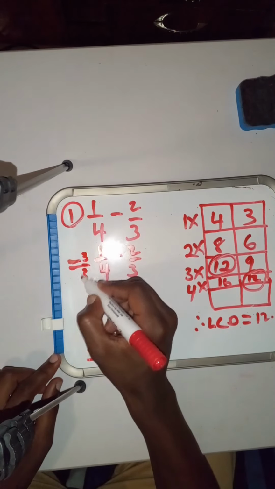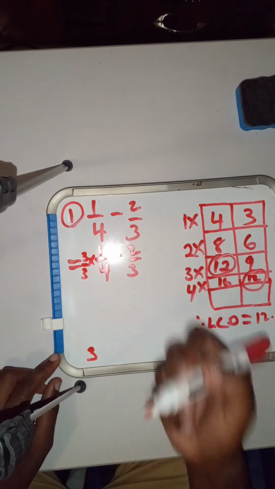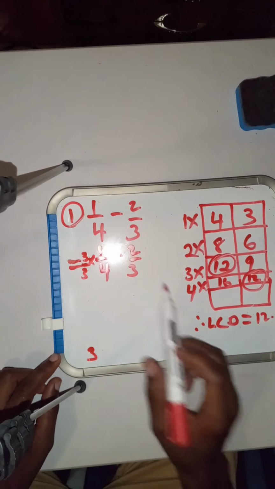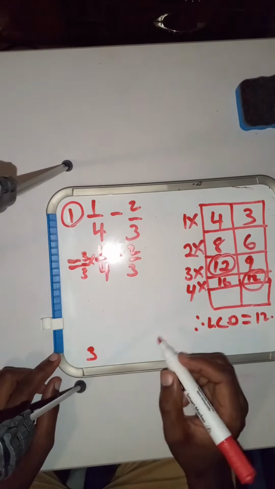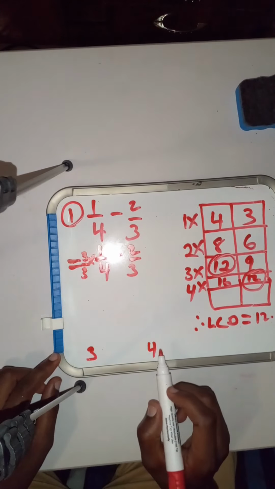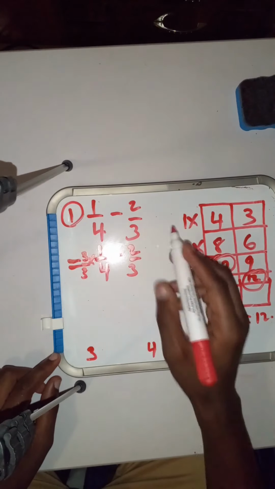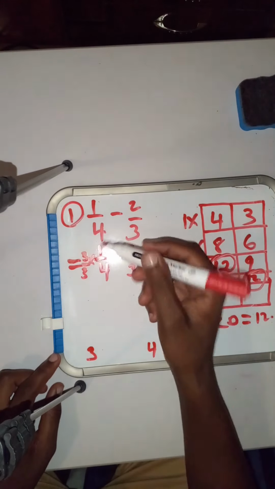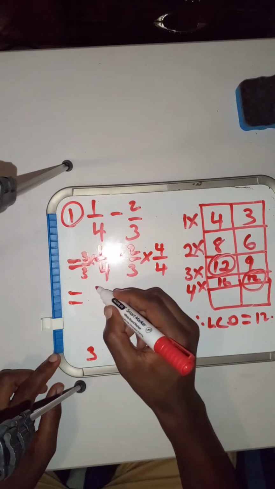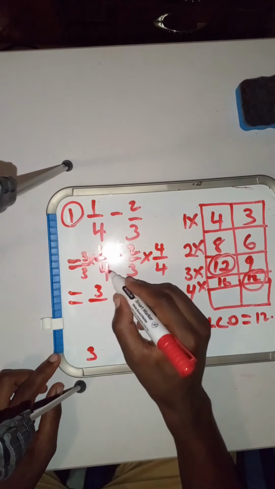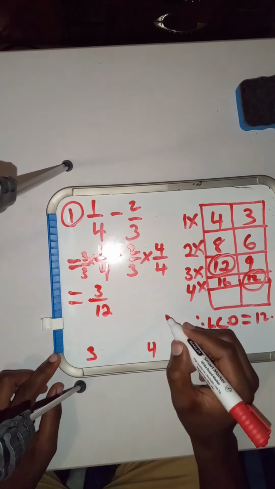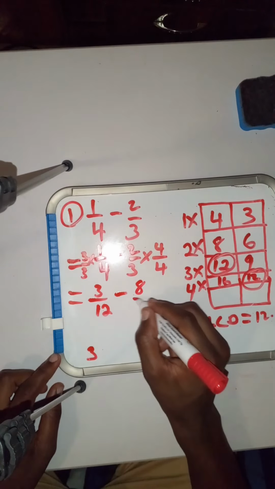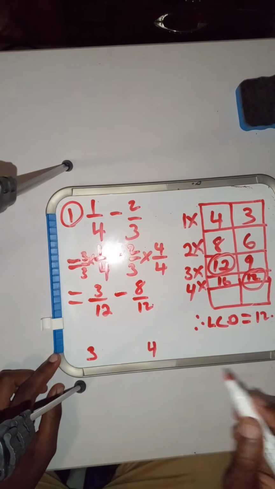You need to say 3 over 3. You need to multiply the numerator and the denominator by 3. And again, you need to ask yourself which number you need to multiply by 3 in order to get 12. That number is 4. Then you need to multiply by 4 the numerator and the denominator. You will have 4 over 4. Now you need to do the calculations. 3 times 1, that is 3. 3 times 4, that is 12, minus 2 times 4, that is 8, over 3 times 4, that is 12.